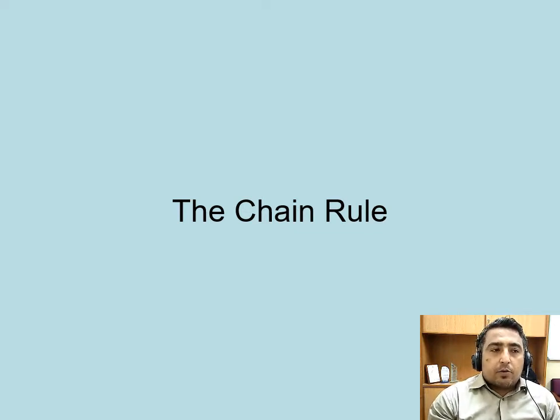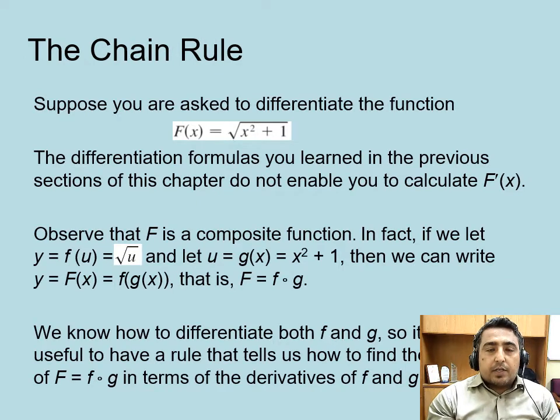So it's a way to differentiate the typical kind of functions which involve more than one operation on the independent variable. Listen carefully to my words: more than one operation on the independent variable. Look at this function, capital F of x is equal to the square root of x square plus 1, right? And this function can be considered as made of two functions.